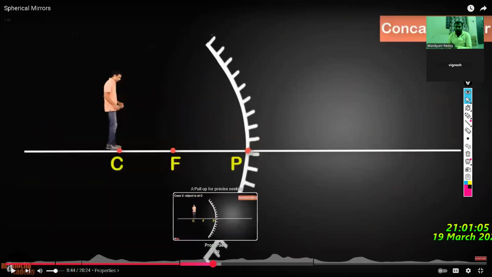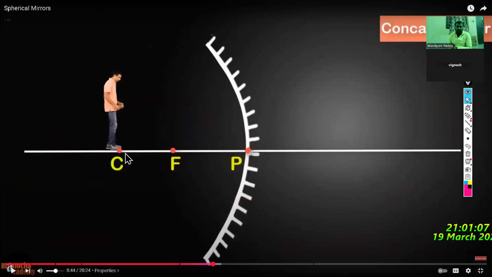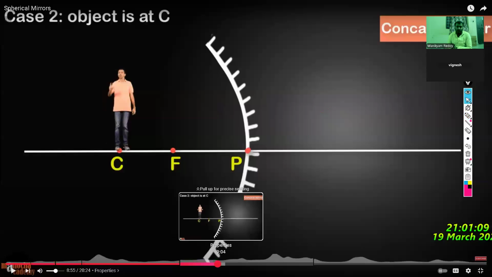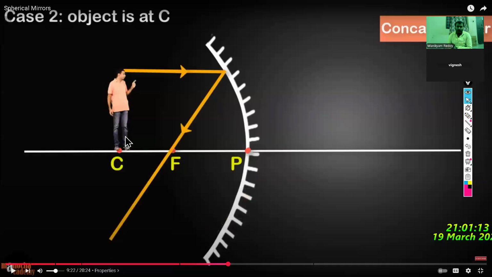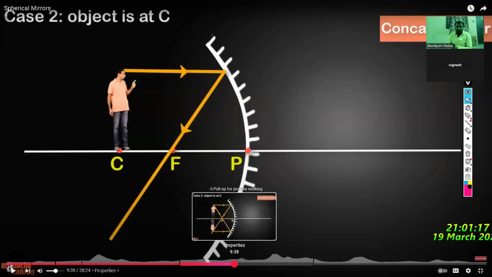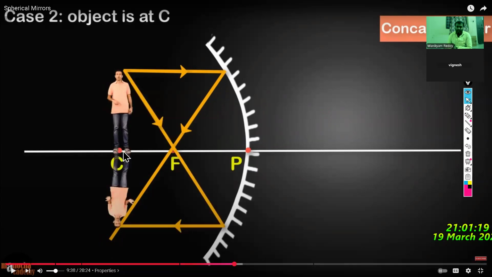Okay. Now next he moved. He walked and stood on C. The ray he released is passing through the focal point. When the object is kept on C, the image is also formed on C. That is also the same size as the object.